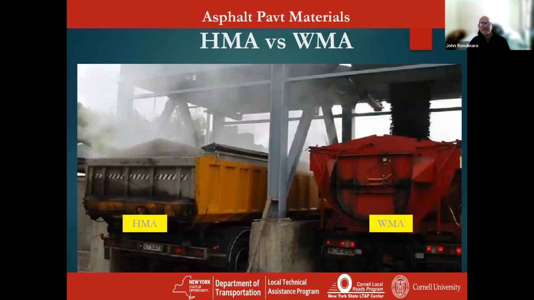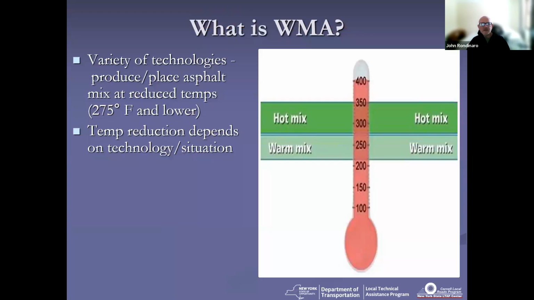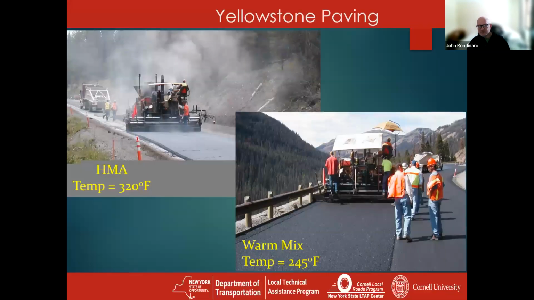Let's talk about the difference between hot mix and warm mix. This is hot mix, what you'd see loading out. You'd see a lot of steam coming off your load. On the right-hand side, you've got warm mix, almost no steam coming off. You see the same thing with your paving operation. You've got your hot mix being laid down at 320, with all kinds of steam coming off it. You've got your warm mix being laid down at 245, no steam at all.